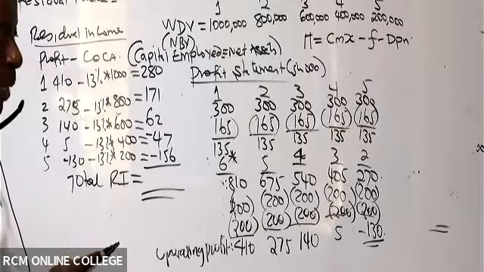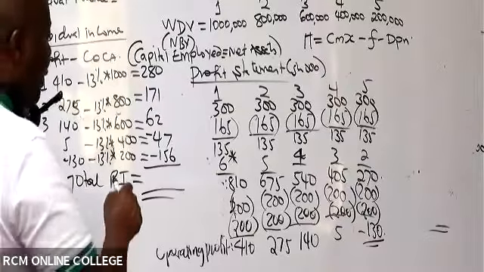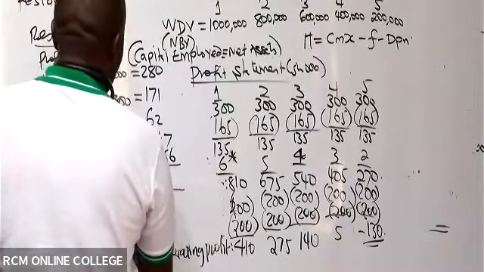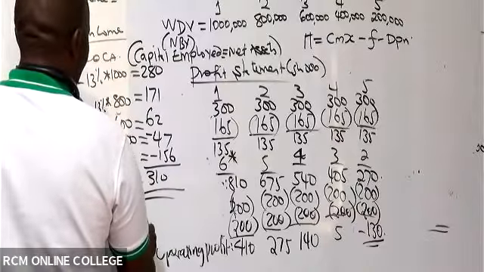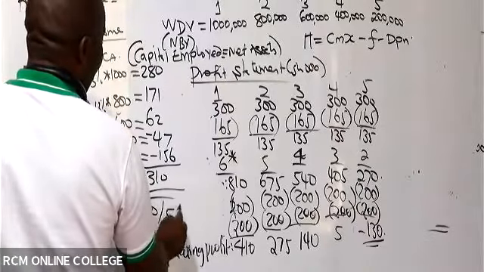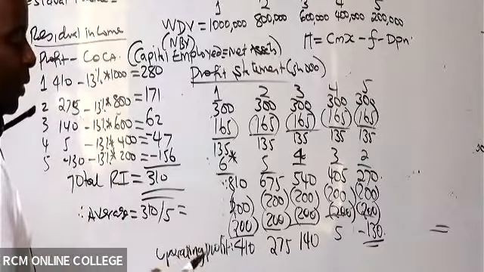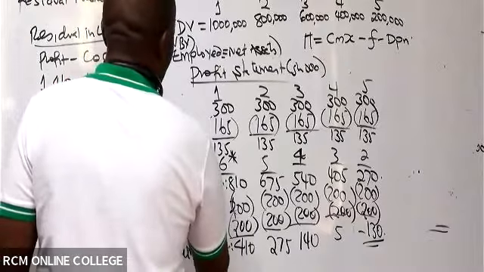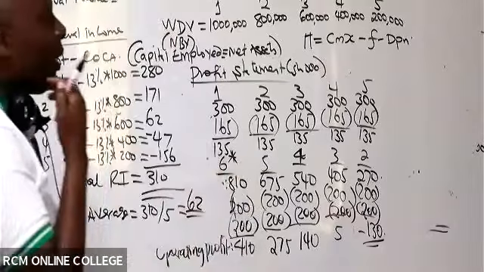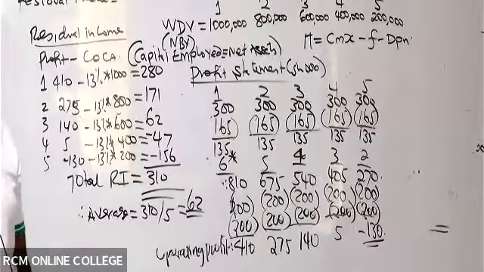Total residual income, according to Maggie, is coming to 310, and therefore the average will be 310 divided by the number of years, which are 5. The average will be 310 divided by 5, which is 62. So up to there, ladies and gentlemen, as a performance measure, are we really together?